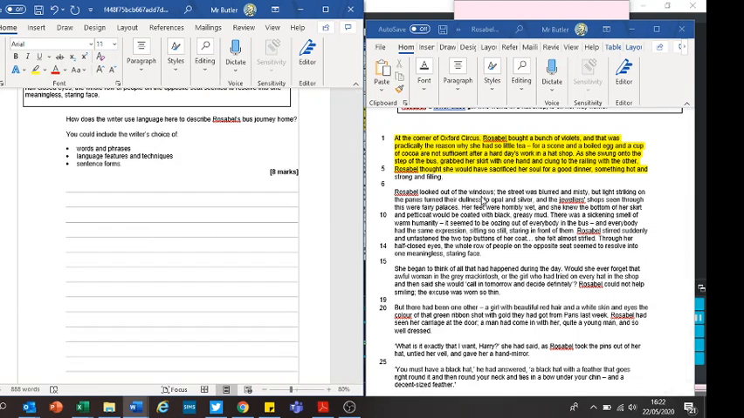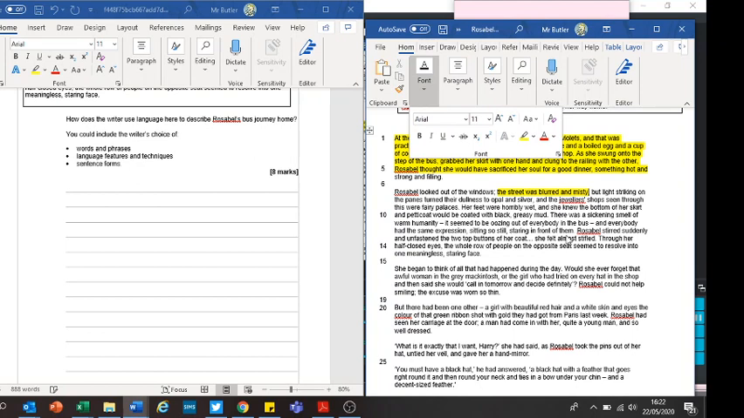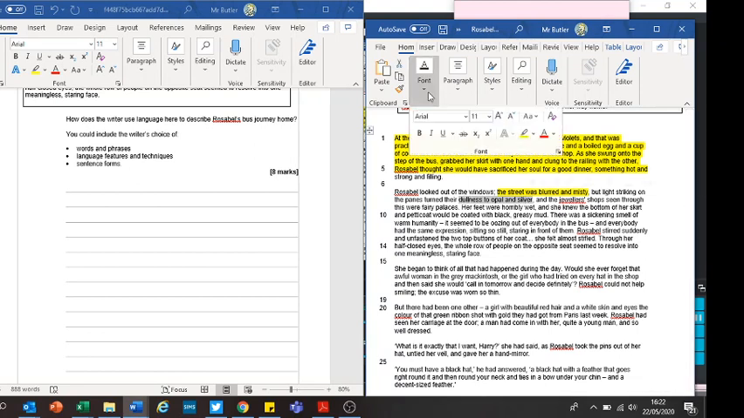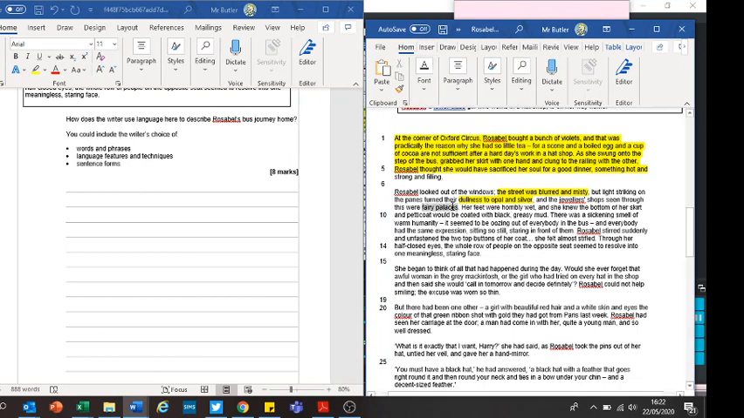So Rosabel looked out the windows. The street was blurred and misty. I'm going to highlight that, just because I think, well, there's a reason for that. I don't know what yet, but light striking on the panes turned their dullness to opal and silver. Oh, it's a bit of a weird use of language. And the jeweller's shop seen through and this were fairy palaces.